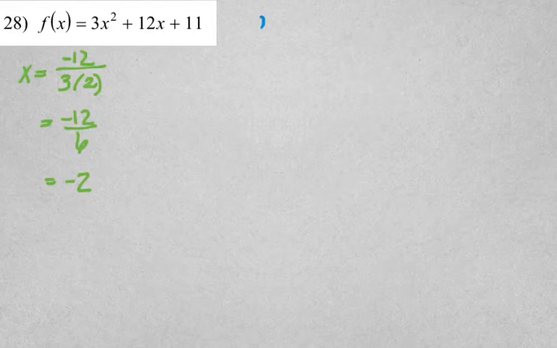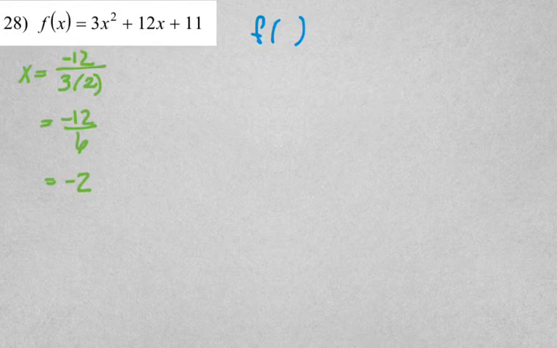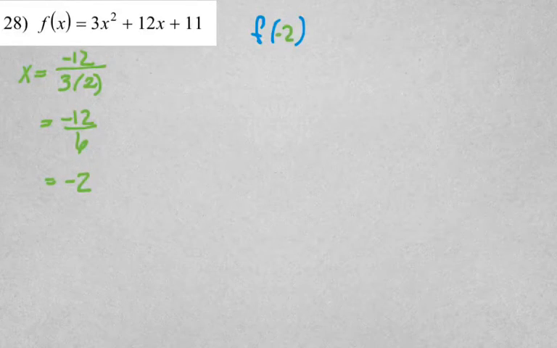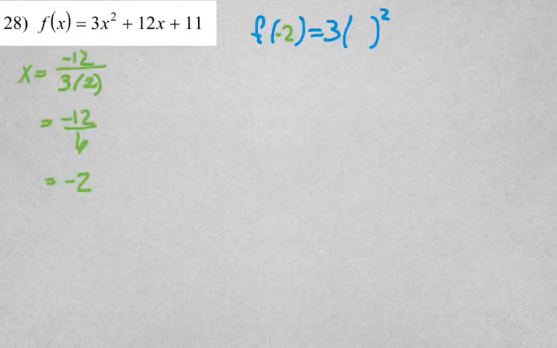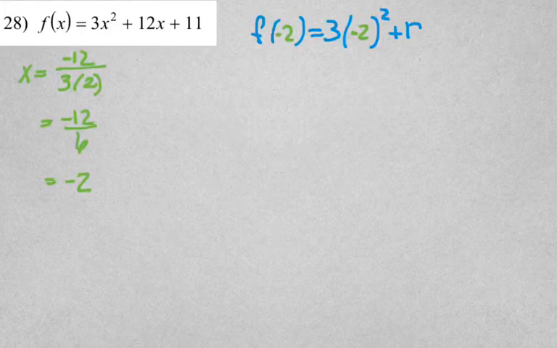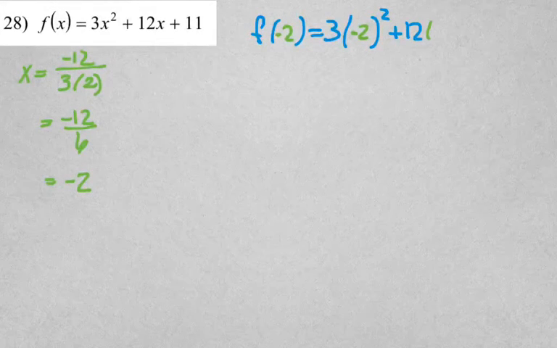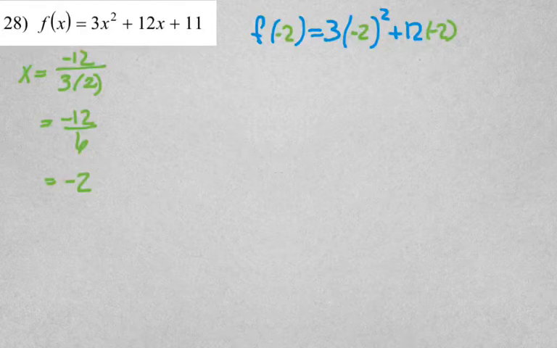I'm going to evaluate into my function f of negative 2 equals, and we're going to have 3 times negative 2 squared plus 12 times negative 2 plus 11.